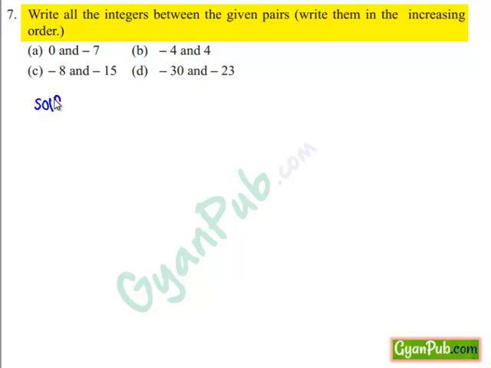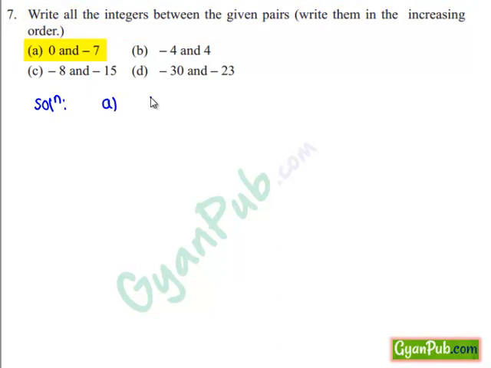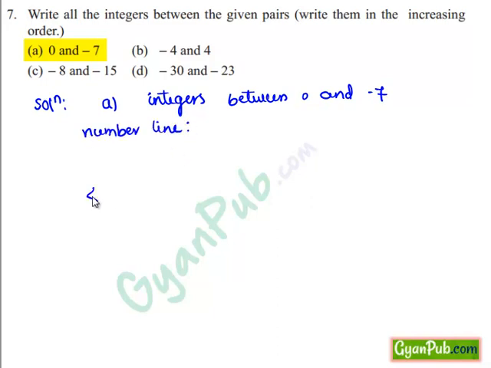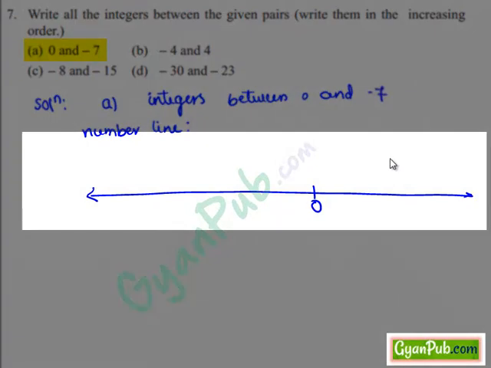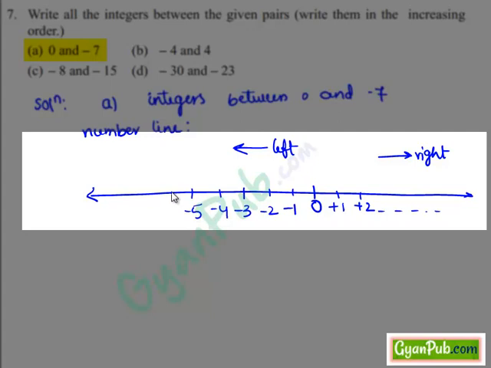Coming to the solution, take down the A bit. To write integers between 0 and minus 7, we will use a number line. In this number line, 0 is the middle value. Right side of 0 are positive integers, plus 1, plus 2 and so on. Left side of 0 are negative integers. Minus 1, minus 2, minus 3, minus 4, minus 5, minus 6, minus 7 and so on.